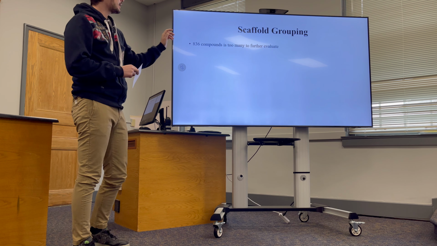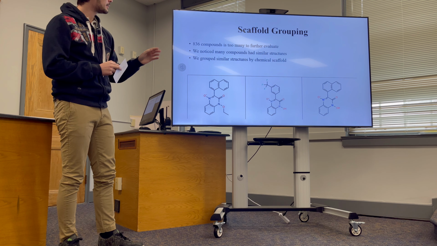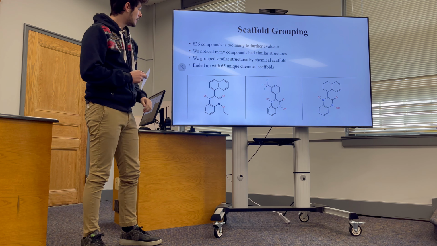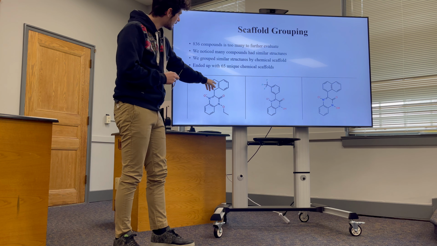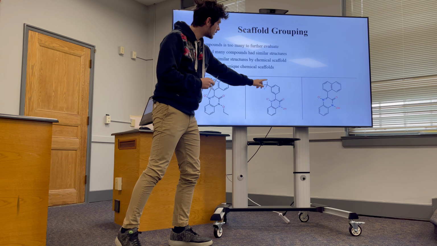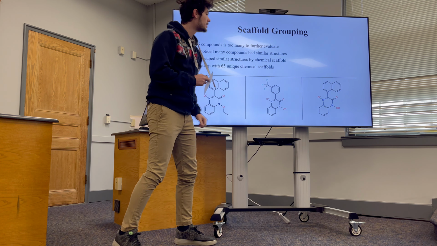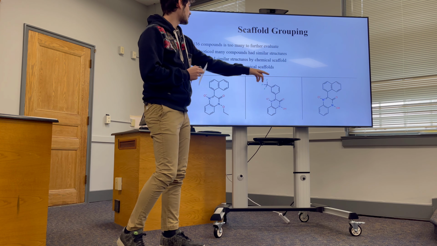Scaffold grouping with the 836 compounds, we know that those were too many to further evaluate, so we noticed that many of them had similar structures, so we grouped them by chemical scaffold. Those 3 compounds are from the same scaffold, and as you can see, there are very little differences. Here having a double benzene ring, here a trifluoro, and the difference being here a methoxy with an alcohol. And then the difference between the first one and the third one is just the methoxy with the alcohol.